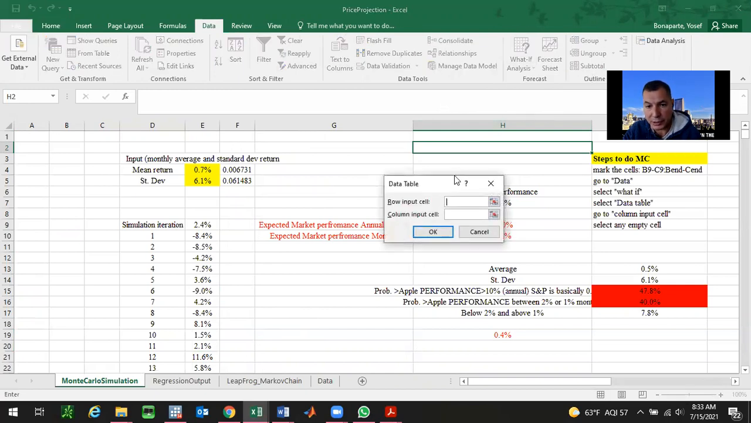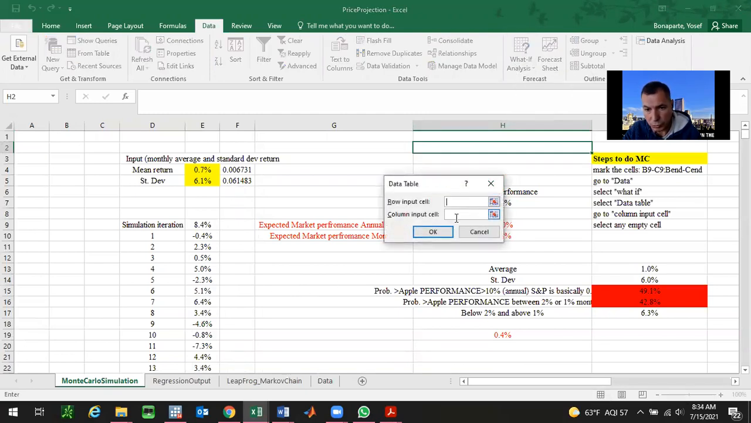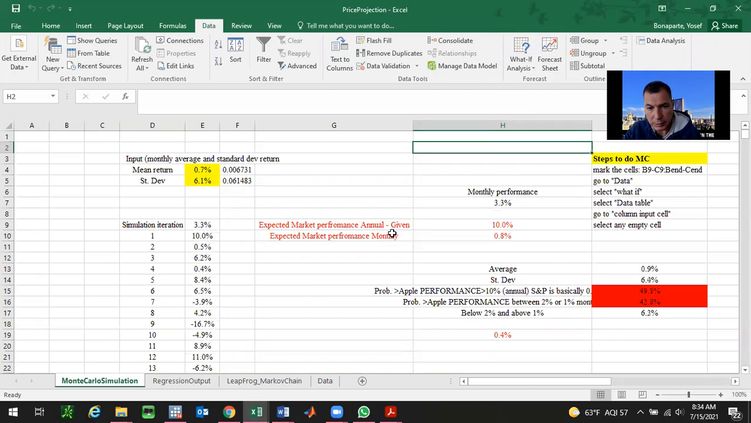and you choose data table. You click here, you choose any cell, you click here, you do OK. You choose any cell, you do OK. And that will give you the simulation. Here is a simulation that you will get. So what if, table, you choose the second one, you choose any cell, and OK. And then that's a simulation.